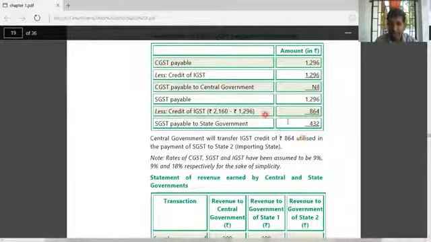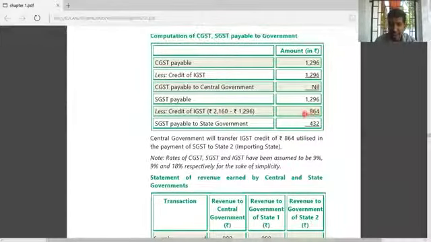Now we have seen that we have utilized IGST 864 against tax payable to the state government. So in this stage, what happens? The central government has to transfer 864 rupees to the state government.